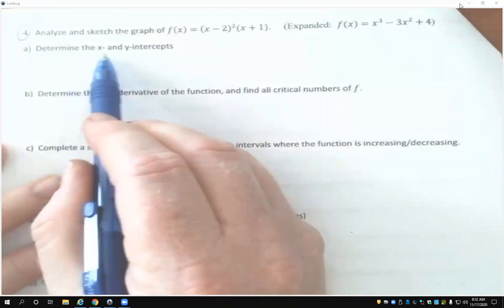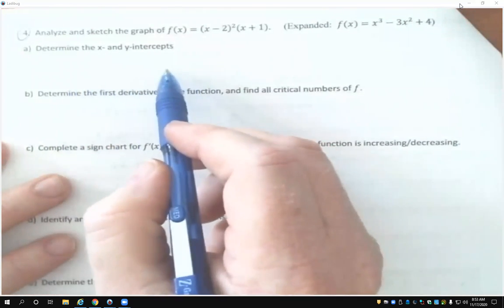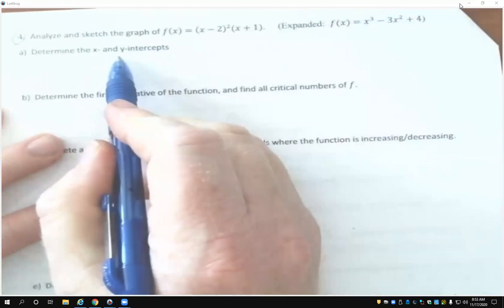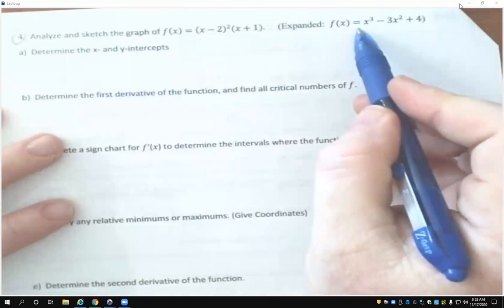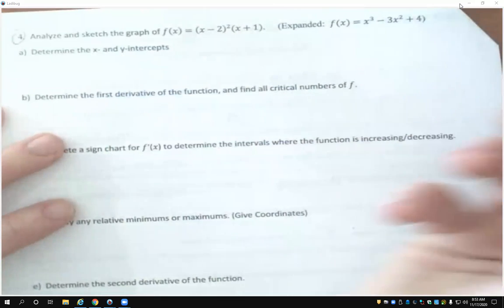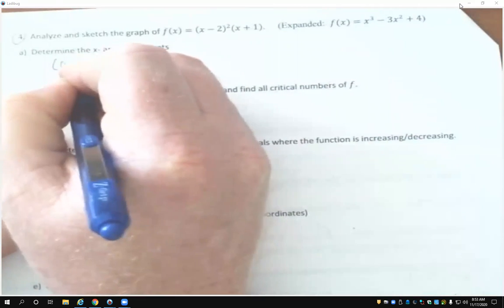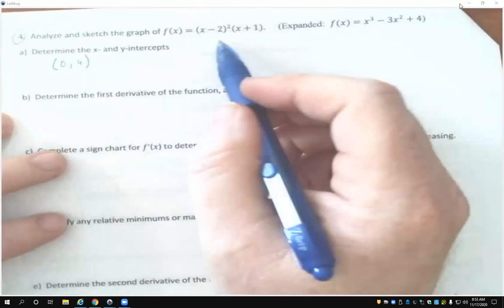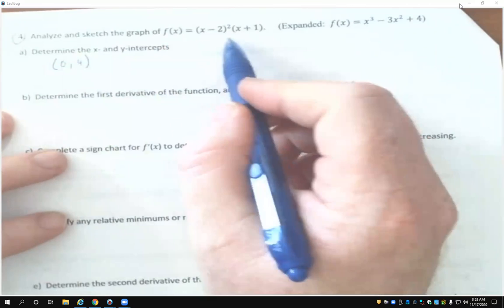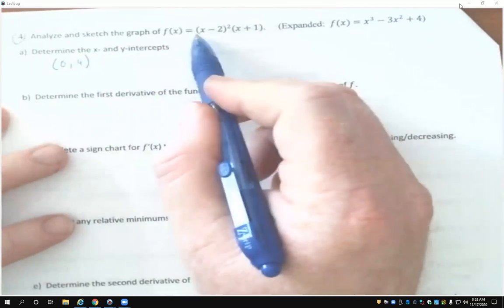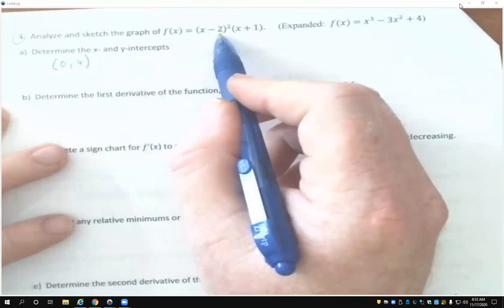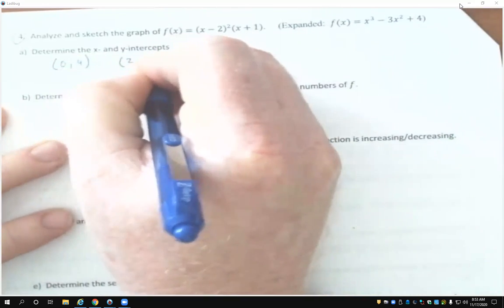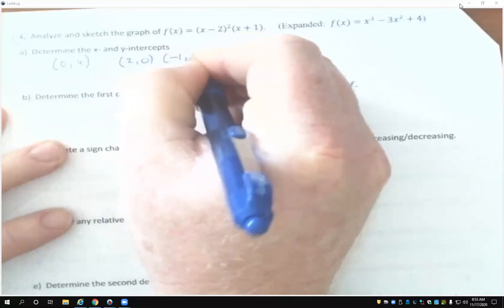So determine the x and y intercepts. It does not matter which one you're going to use. Let's start with the y-intercept. I'll plug 0 in for x. And when I do that, I'm going to end up with 4. So my y-intercept is going to be (0, 4). And to find the x-intercepts, I set my factored form equal to 0. So I set these equal to 0, and I get x equals 2 and x equals -1. So (2, 0) and (-1, 0).